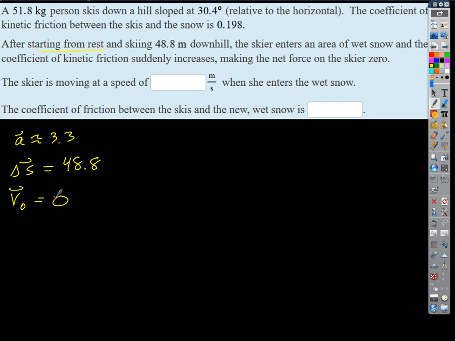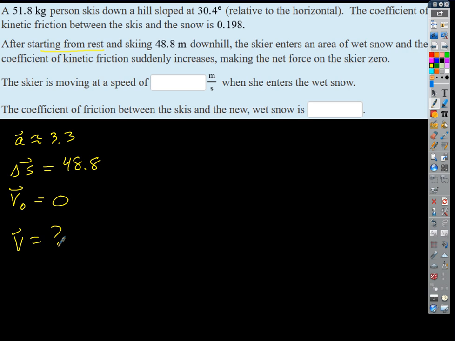And how many parts are there to this problem? 2. Good, and there's definitely 2 chapters in our story. How do we know for certain there's 2 chapters? What changes that absolutely makes it necessary to have another chapter? Change in acceleration. Anytime the acceleration changes, the final conditions from the first part then become the initial conditions of the new chapter, right? Because the acceleration changed.